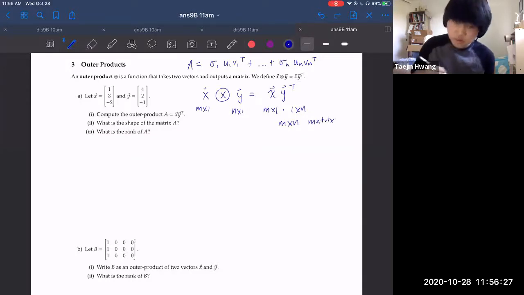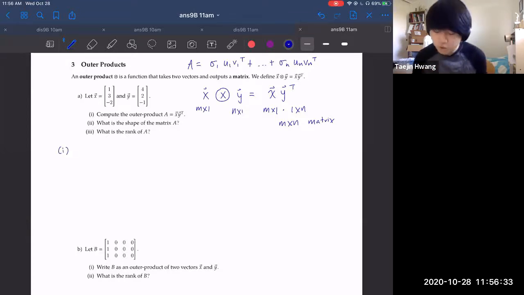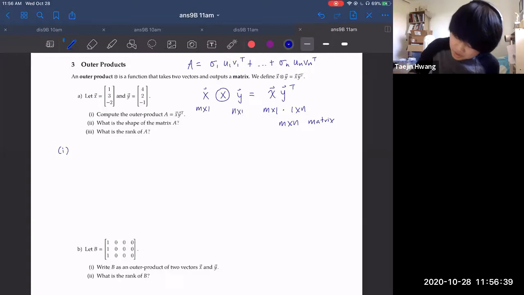So, I think we can do these parts together, where part A asks us to compute the outer product of x, y transpose. What we're going to do is just multiply these vectors and work out the matrix multiplication.